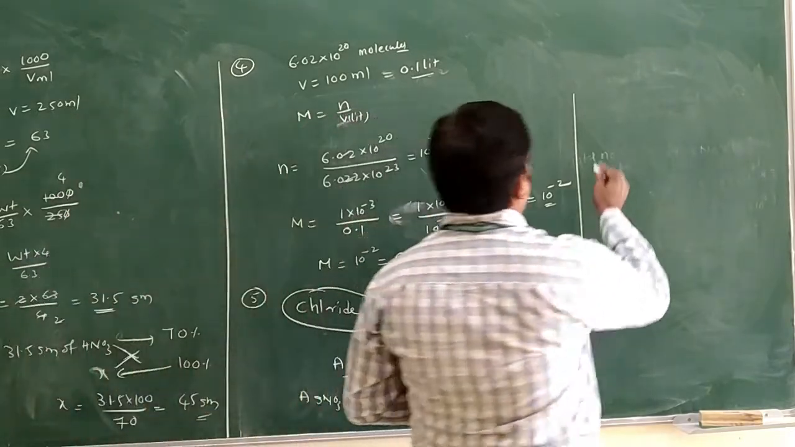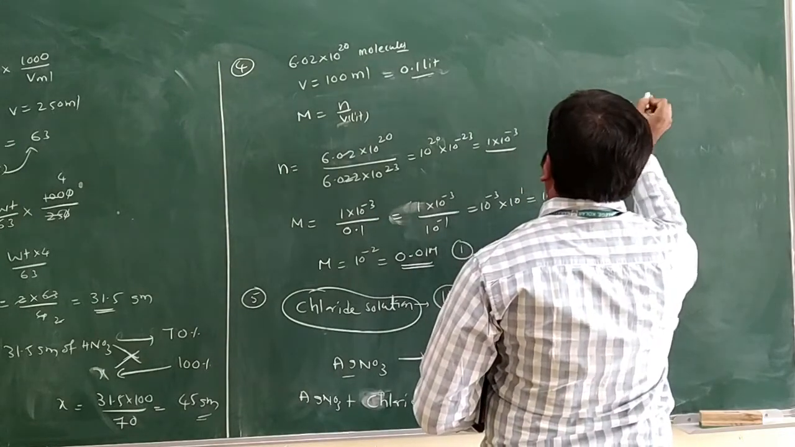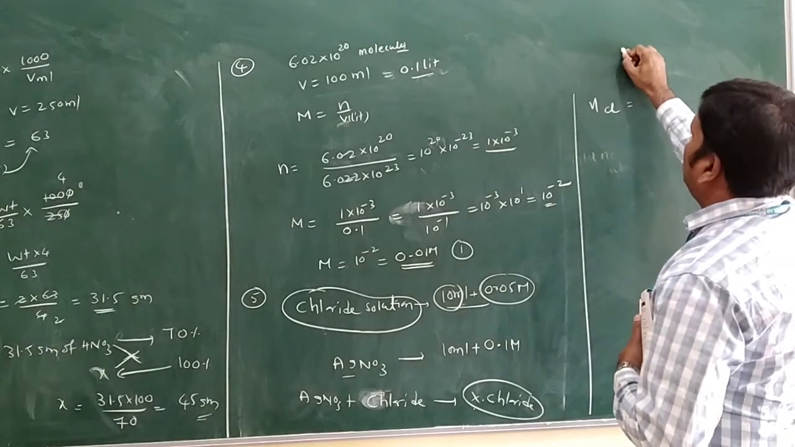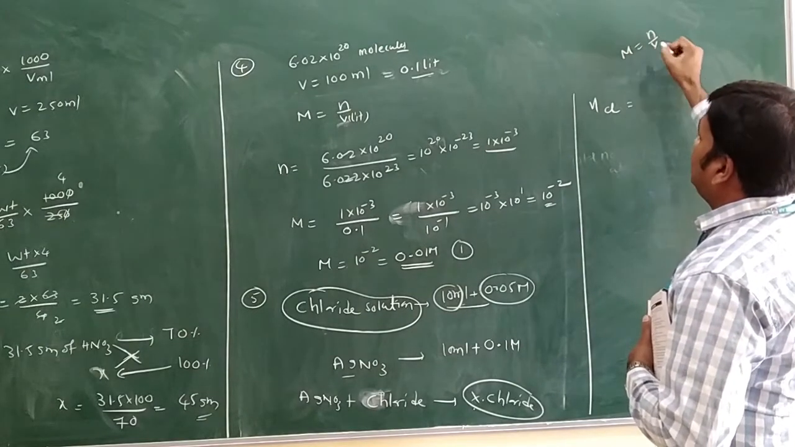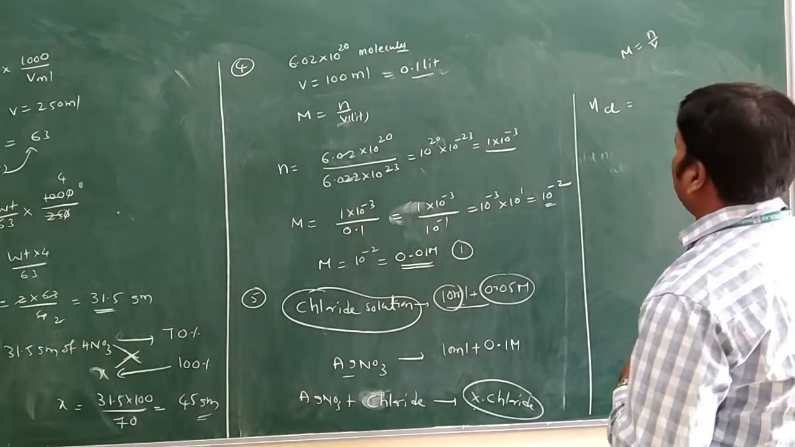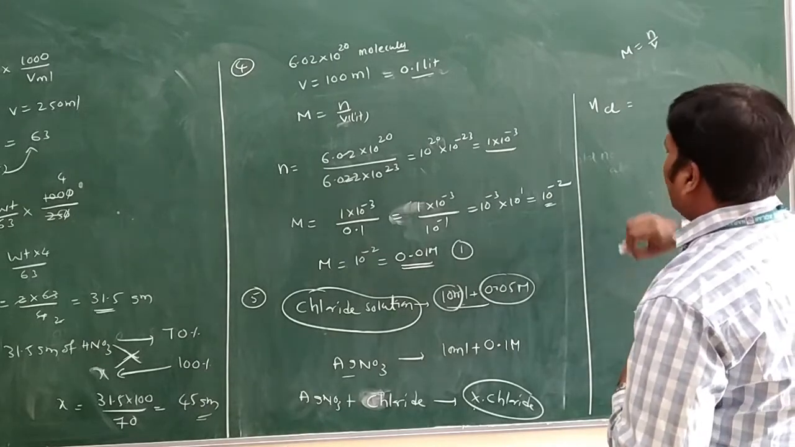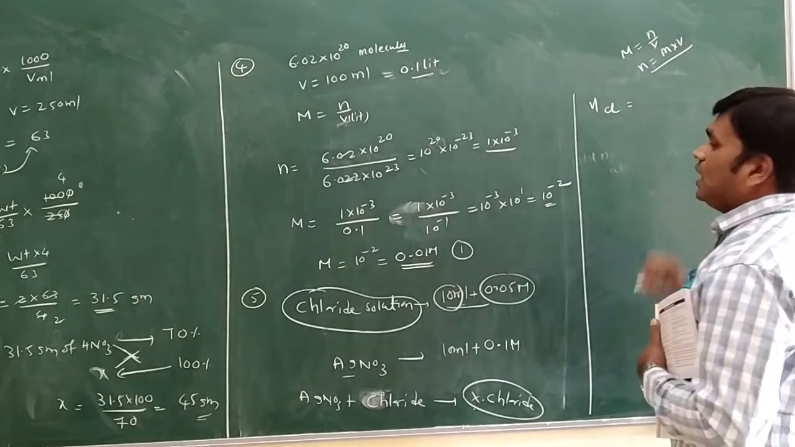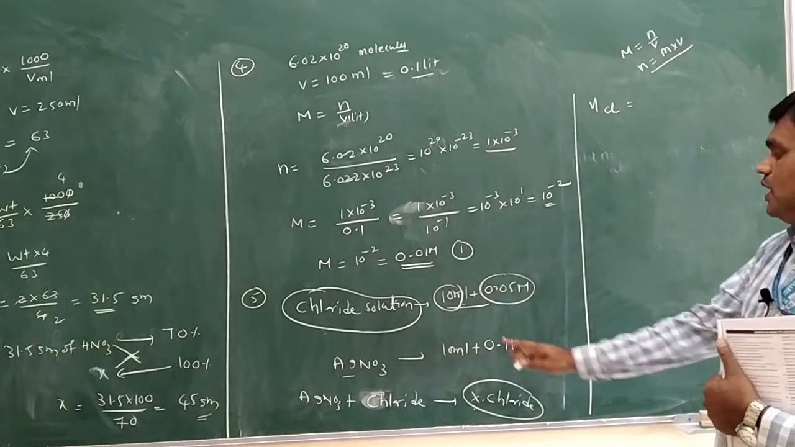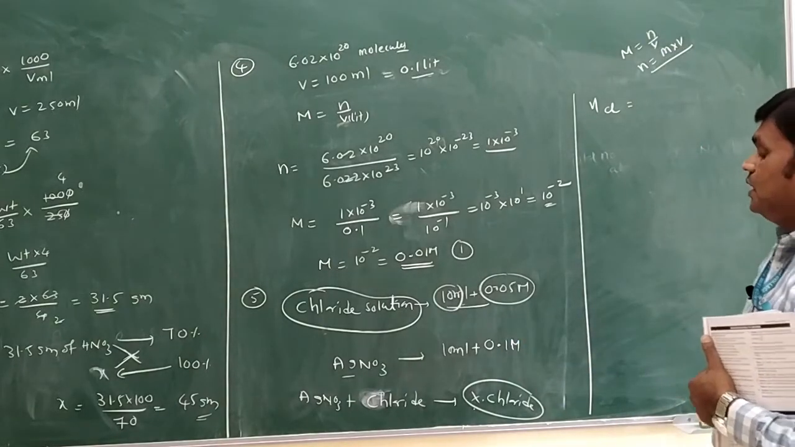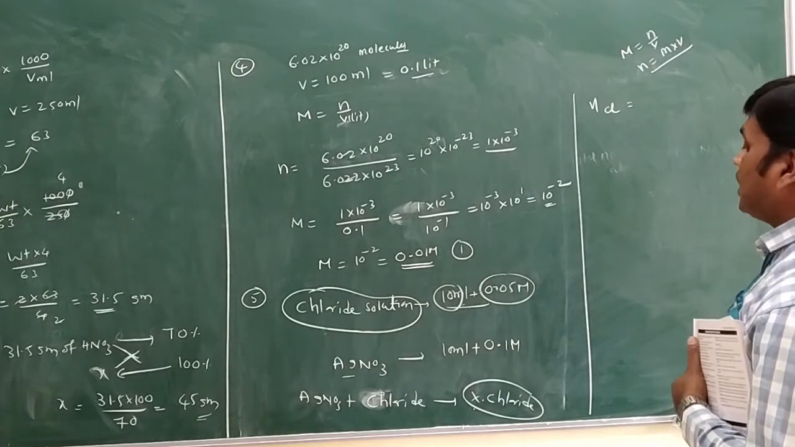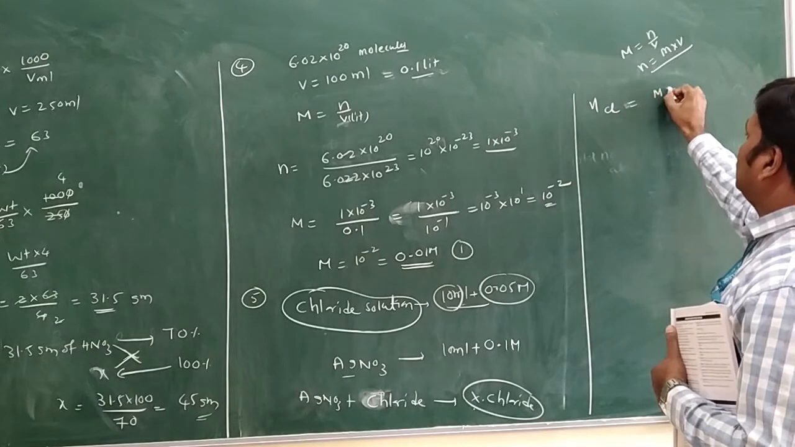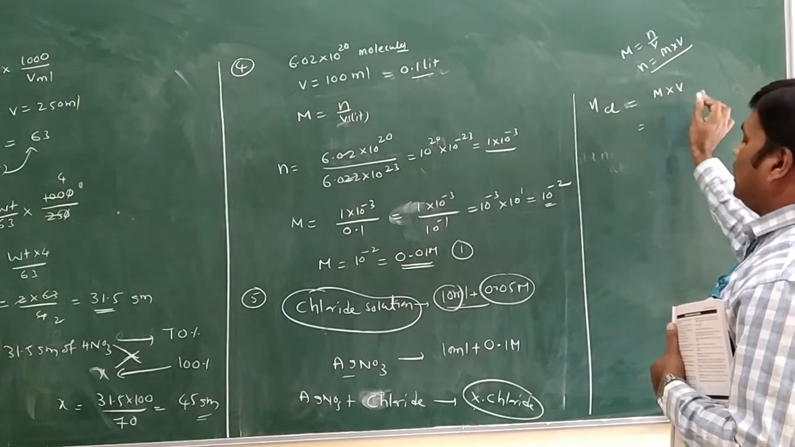Now I am writing here the number of moles of chloride. What is the general formula? Molarity is equal to n by V. Now what is n here? n is equal to molarity into volume only. So the number of moles of chloride is equal to molarity into volume, with the volume in liters only.